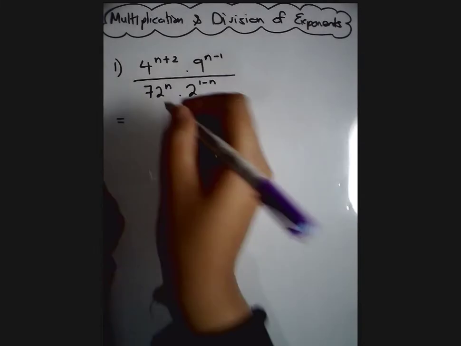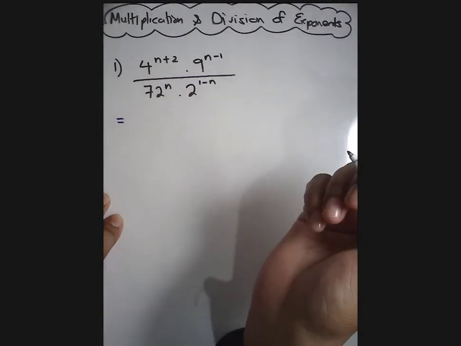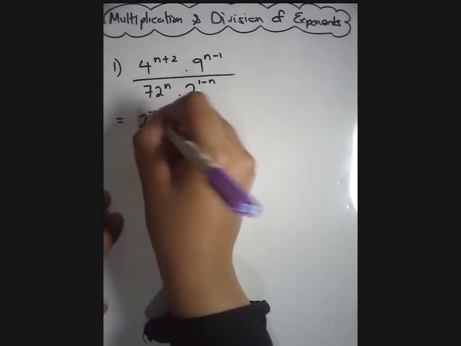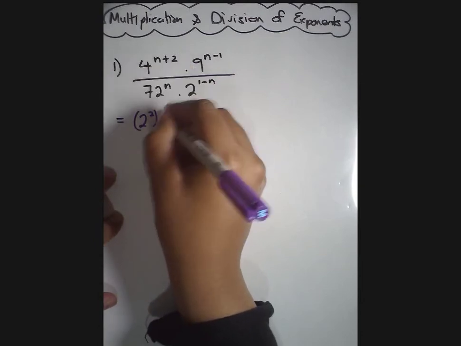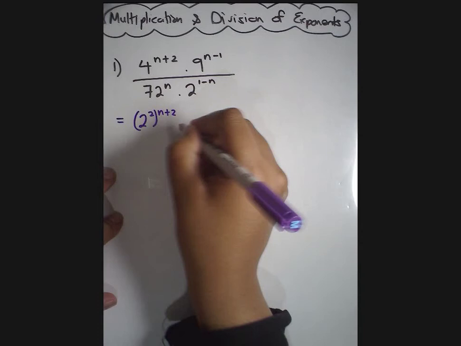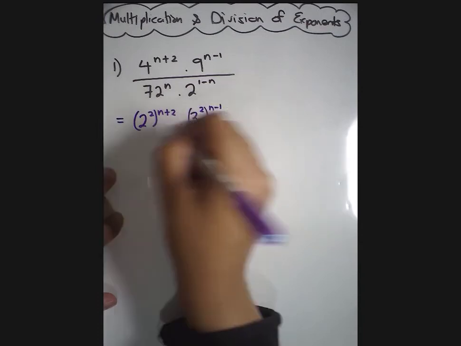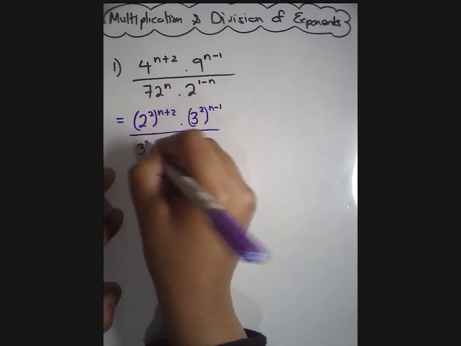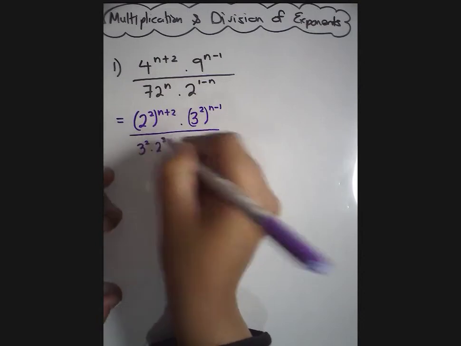So the first one is, if you type in your calculator 4, equals, shift and FACT, then you say 2 to the power of 2, and then remember you have to put it all in a bracket and write whatever exponent is there. So 2 to the power of (n plus 2), dot 3 to the power of 2, put it in a bracket, to the power of (n minus 1), all over 72. Now if you type in 72, you get 3 to the power of 2, and 2 to the power of 3.